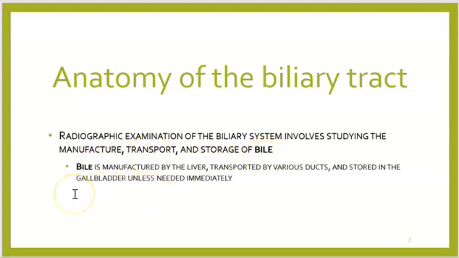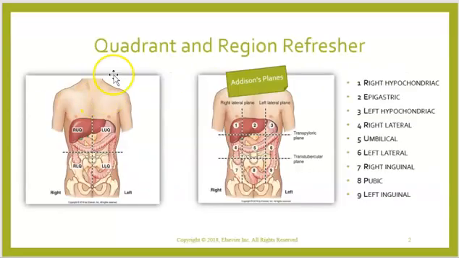So remember, bile is that substance manufactured by the liver and then transported by various ducts and stored in the gallbladder unless needed immediately, in which case it goes down into the duodenum.